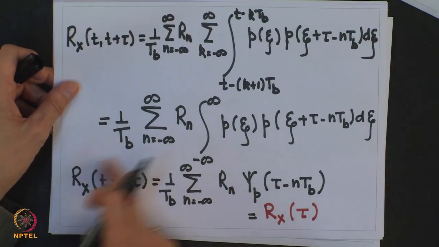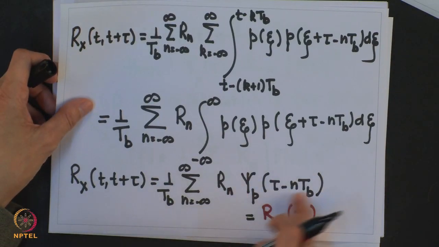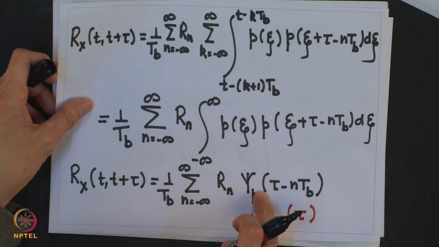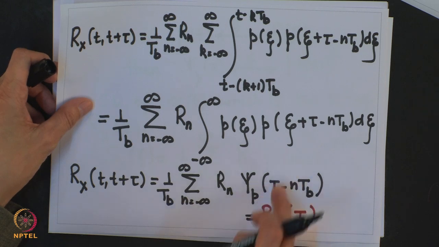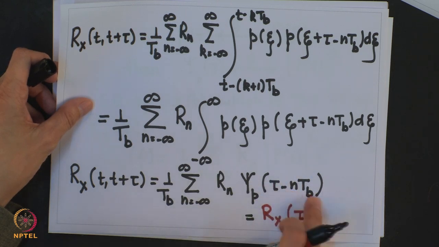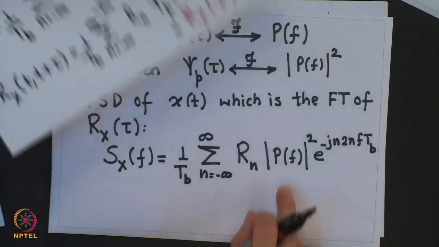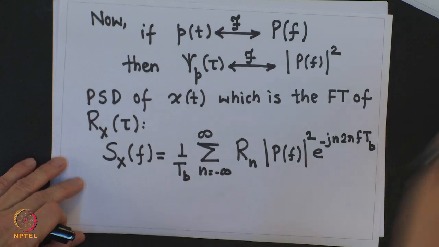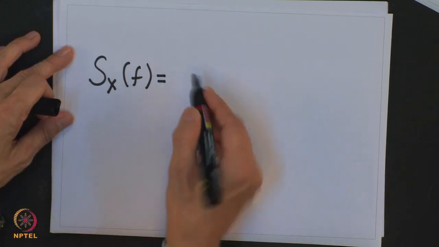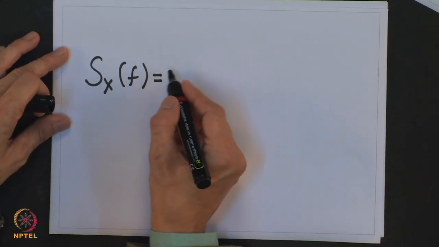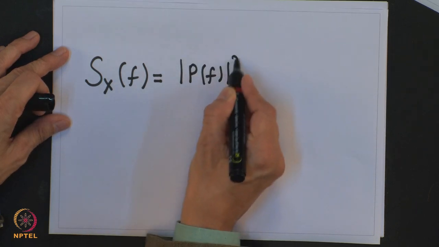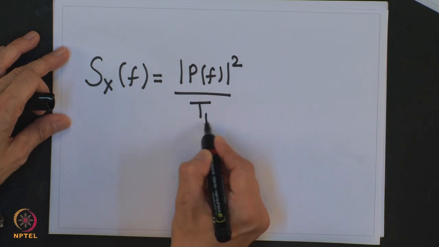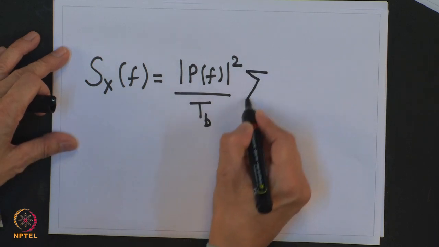we are taking the Fourier transform of this. So, Fourier transform of this quantity will be |P(f)| squared, and because of n T_b there will be a phase shift given here. The final expression we get, power spectral density of the random process x(t), is given by the following relationship.